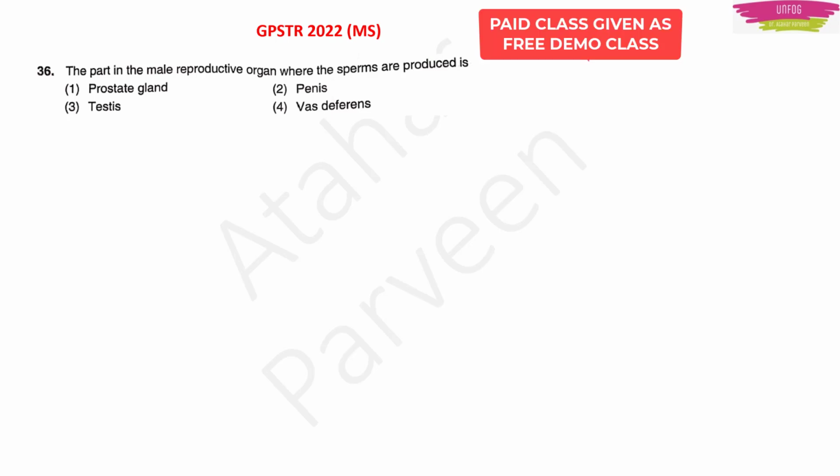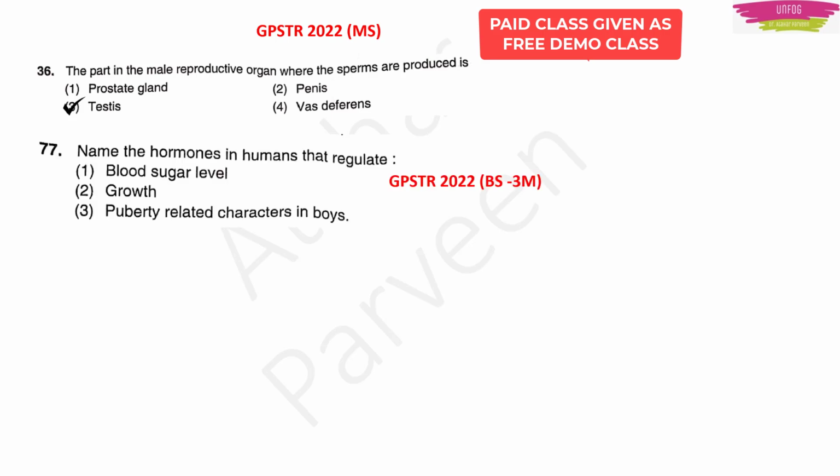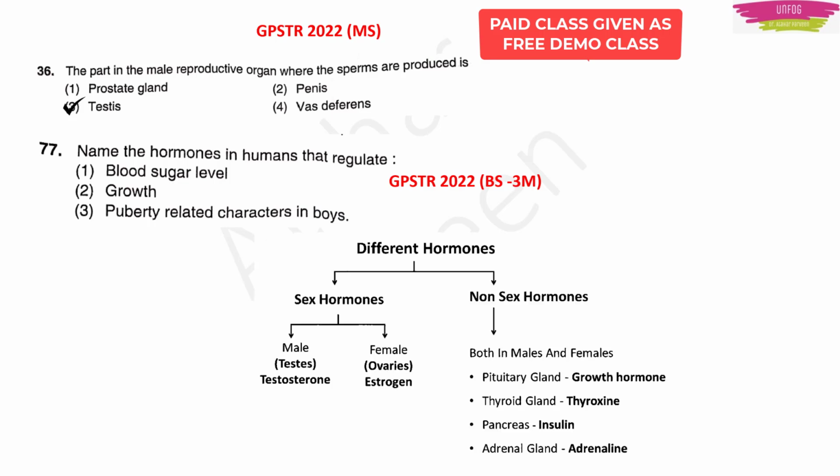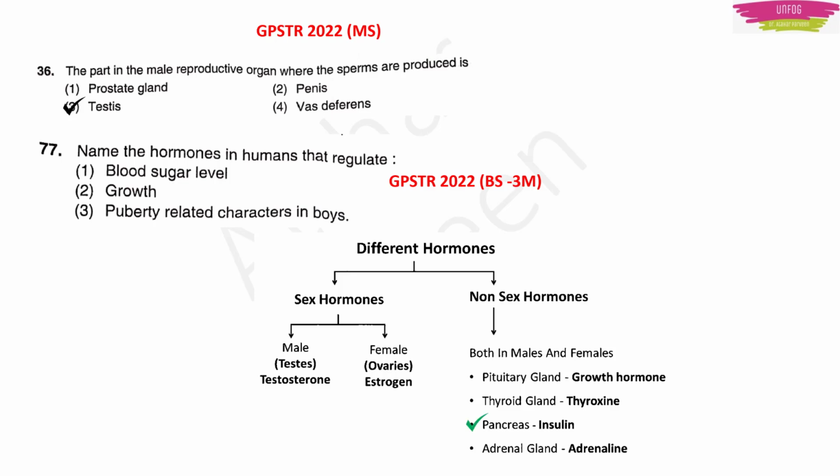Next, PM method question paper question. The part in the male reproductive organ where the sperms are produced, it is the testis. Next question. Name the hormones in humans that regulate blood sugar level, growth, and puberty related characters in boys. See the list of the hormones. I have already told you, right? So for blood sugar level, it is the pancreas which produces insulin. Growth, pituitary gland. The name of the hormone is growth hormone. Then puberty related characters in boys, it is testosterone. Okay.